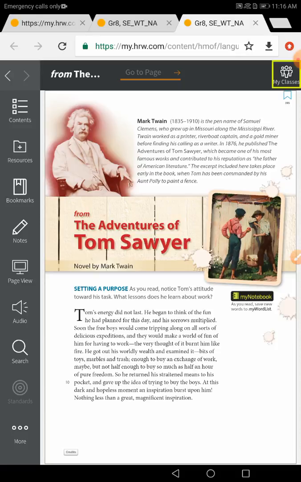Then he wrote his greatest novel, The Adventures of Tom Sawyer, which later on became one of his famous works, and it contributed a lot to English literature, and it gave him the fame, it gave him the greatest title, the father of American literature.